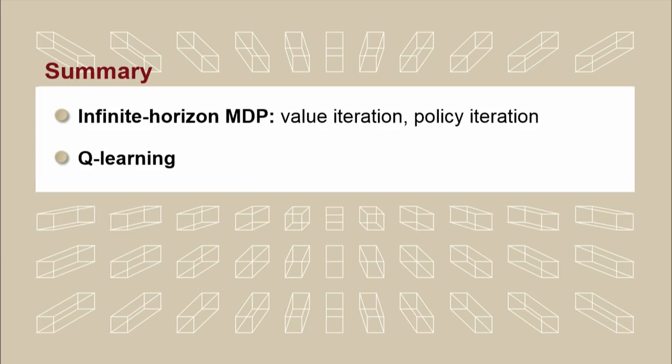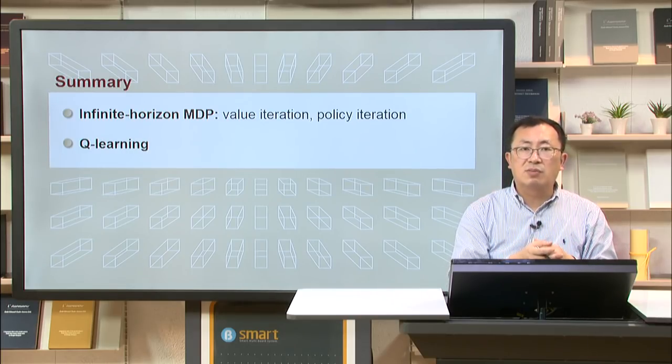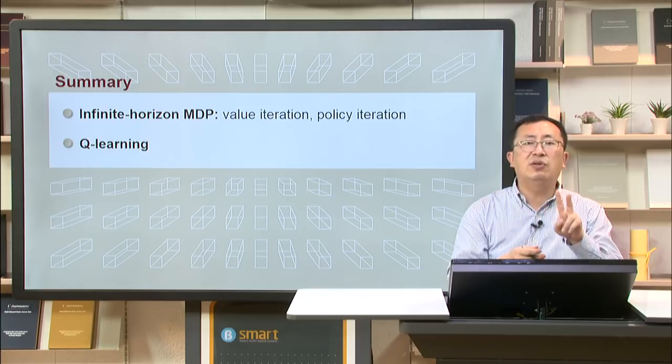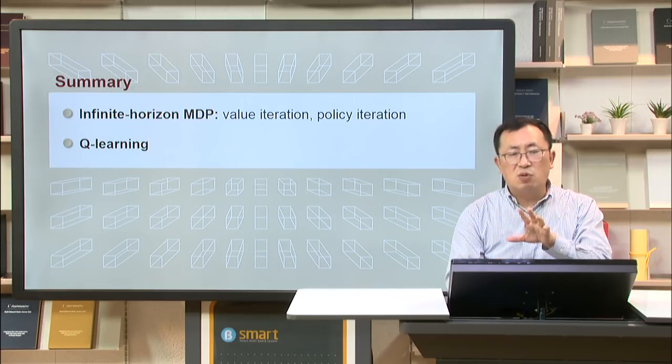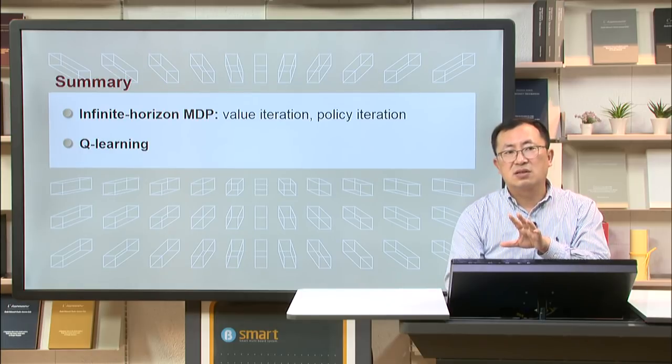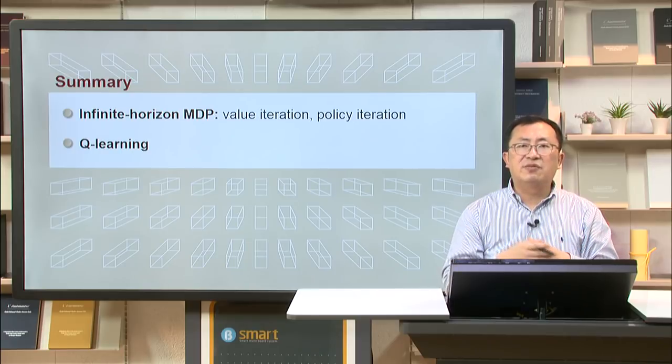Right, so in today's session, we learned how to solve the infinite horizon Markov decision process, and introduced two algorithms to solve it. One is value iteration, the other is policy iteration. After that, we discussed one of the representative reinforcement learning algorithms called Q learning.